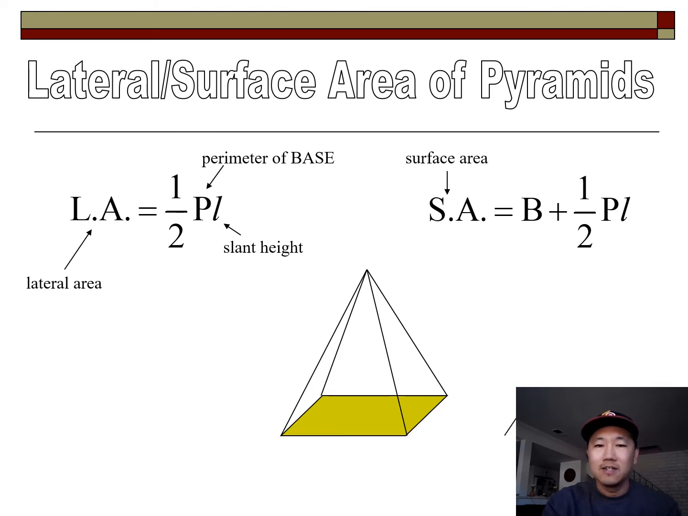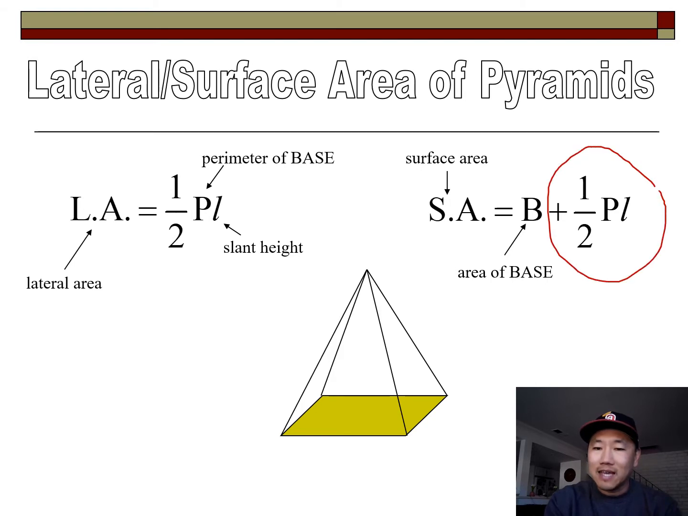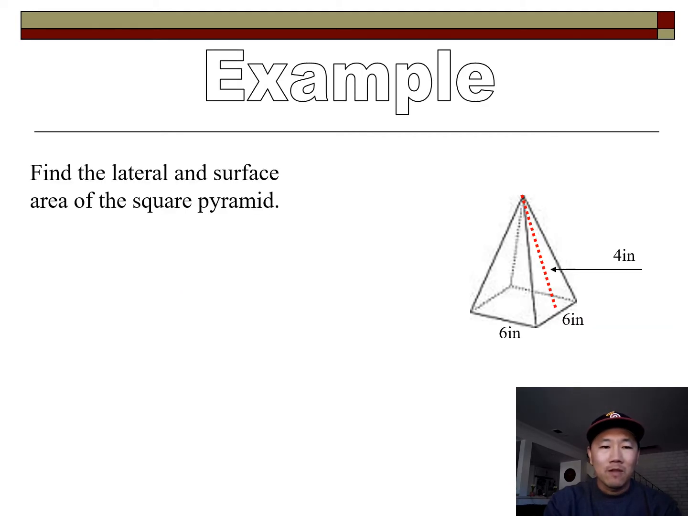Surface area. The big B is the area of the base, so you have to find the area of the base. And then if you notice the 1/2 PL, that is the exact same thing as the lateral part. All right, let's do some examples. Find the lateral area and surface area of this square pyramid.